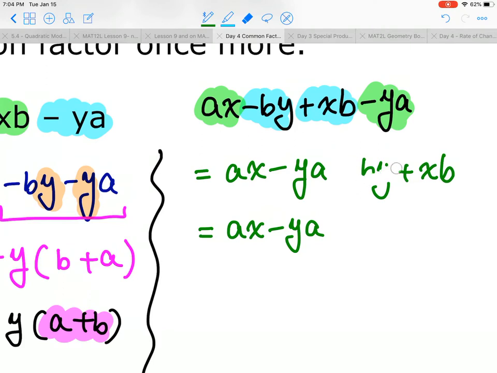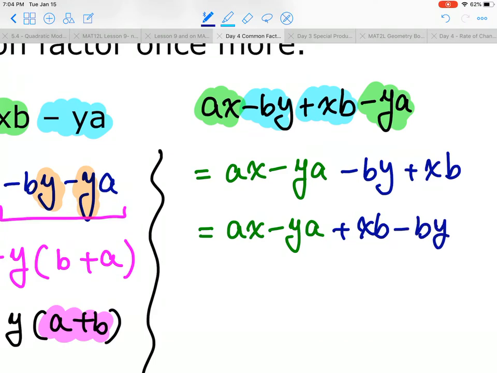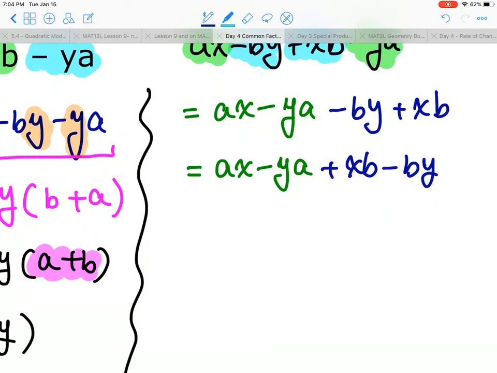So, I will change this to a blue color. So then minus by plus xb. I'll just put the x first because I like the alphabetical order, and quite a lot of times it actually gives me a better idea and a better answer. So for the first two, I have the y in common. So then I can put this to be a, x minus y.